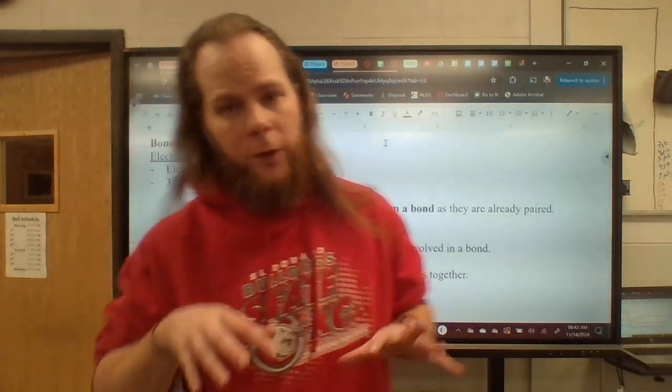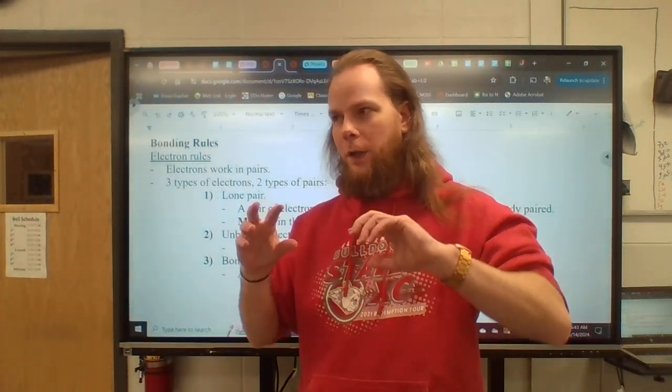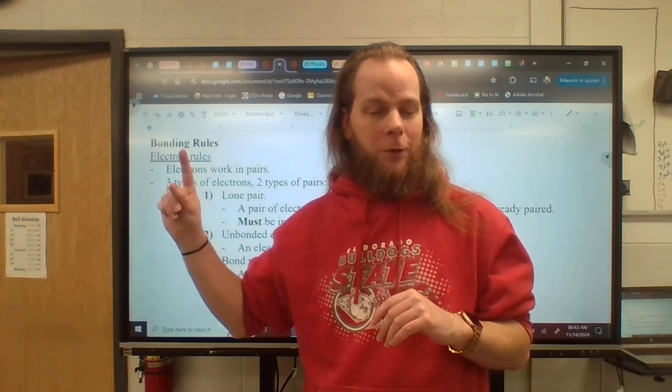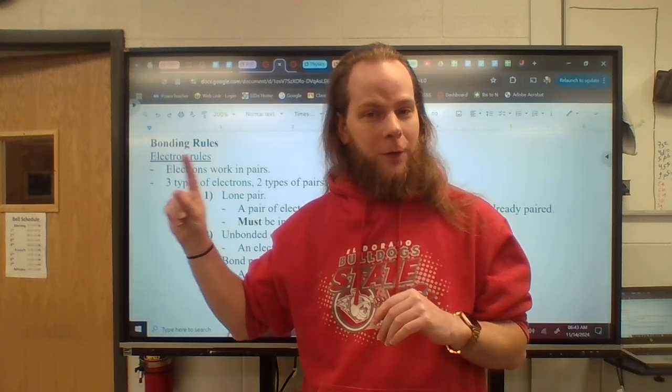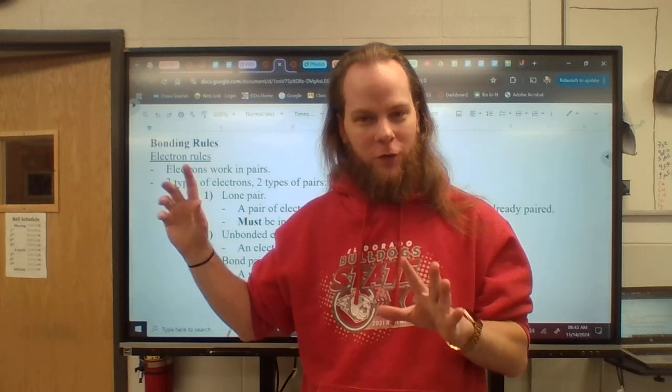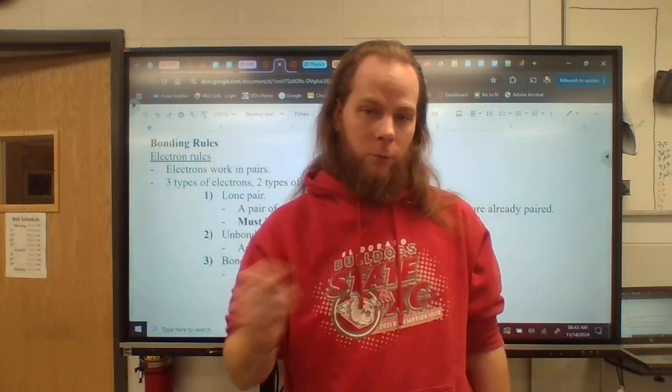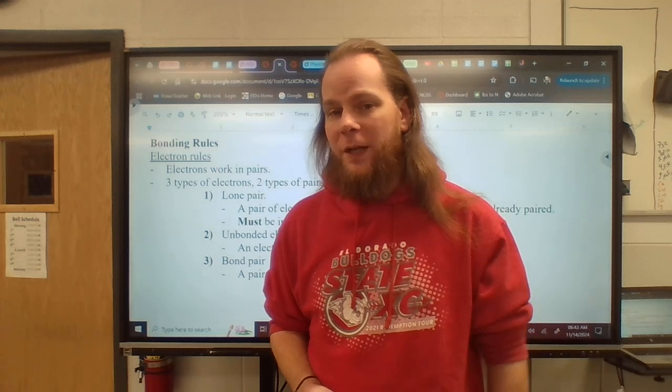So today we're going to be talking about electron pairing rules. This says bonding rules. This should say electron pairing rules. I just didn't realize it until like this second as I hit record. So electron pairing rules is what we're going to talk about today.